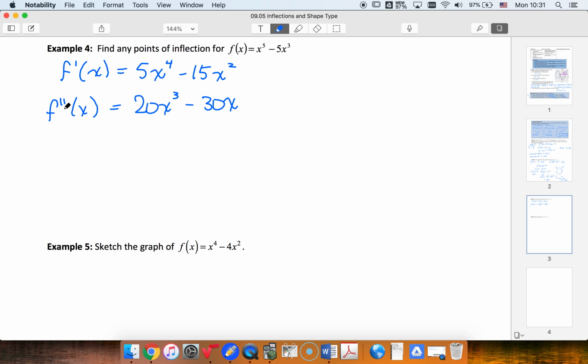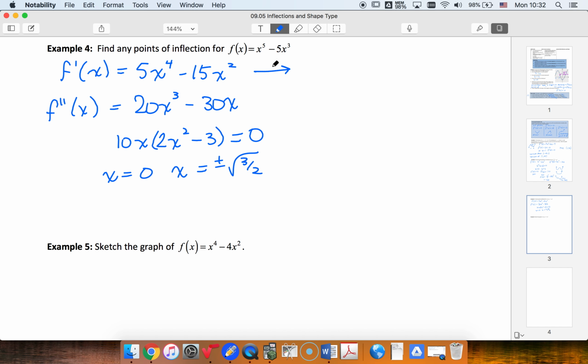So setting the second derivative equal to 0, because that's where my points of inflection will be, I will factor out 10x, 2x squared minus 3. So x is equal to 0, or x is plus or minus root 3 halves. So all of these are where the second derivative is equal to 0. I have not been asked for any points of inflection, so I don't know whether these are stationary or not.